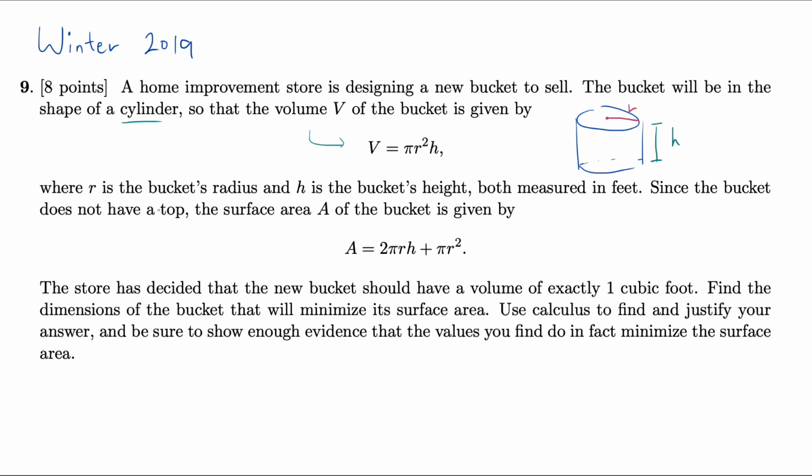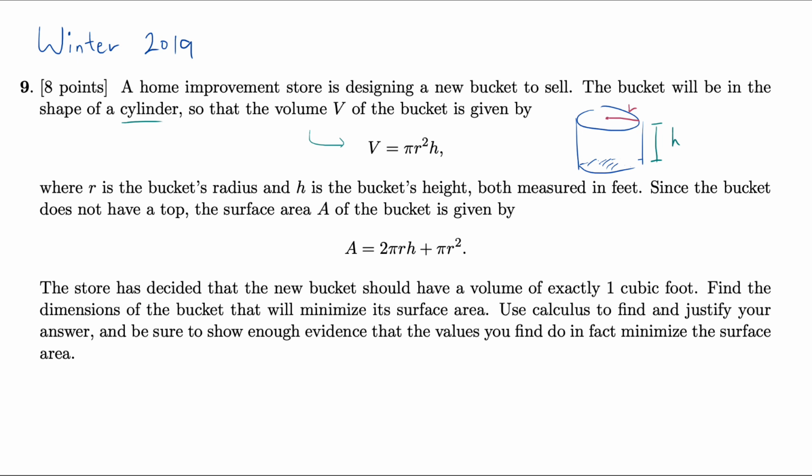Since the bucket does not have a top, so I guess the bottom is filled in, the sides are filled in, but the top, you want to be able to throw things in, I guess. So the top is open. So the surface area, if you know the equation of a surface area of a cylinder, you see that it's A equals 2 pi r h plus pi r squared. Usually in the equation for surface area of a cylinder, you have 2 pi r squared, not just pi r squared, but the thing is, we're not counting the area on top. That's the reason we just have 1 pi r squared here, in case you're interested.